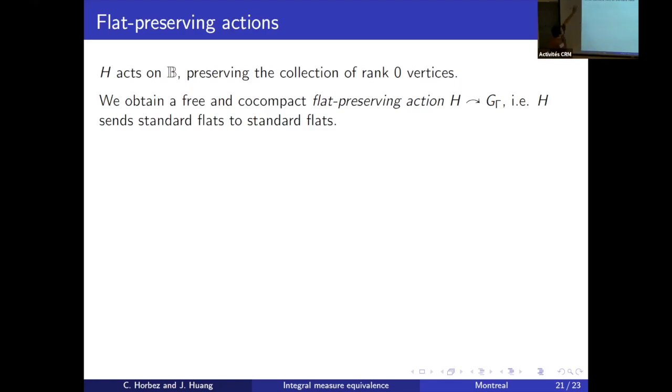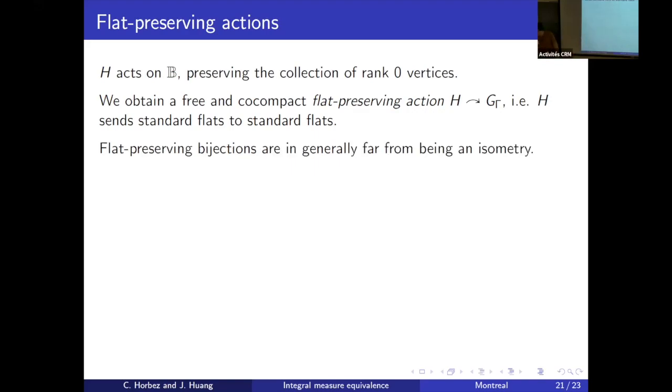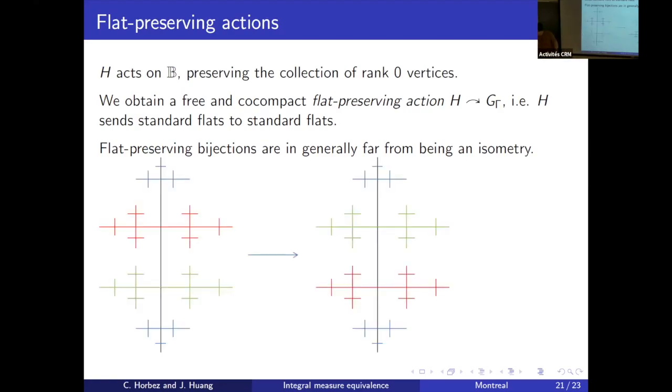So we actually have a mysterious group H acting on the group G gamma, and the action is free and co-compact. And by definition, it's going to send standard flats to standard flats. I'm going to call this a flat preserving action. Okay, so this is what structure we can extract from the previous slides. And now the problem is that these flat preserving bijections are in general very bad. So they're far away from being an isometry. Okay, so here's an example.